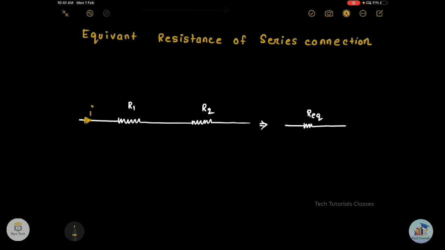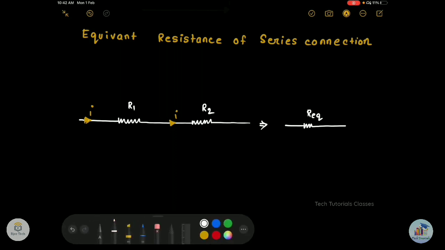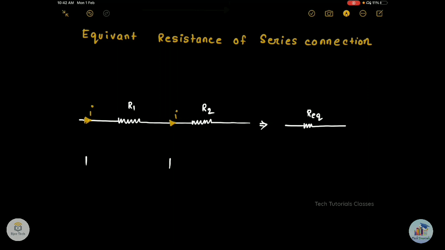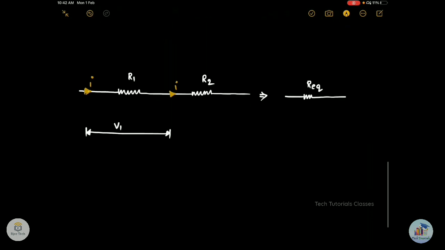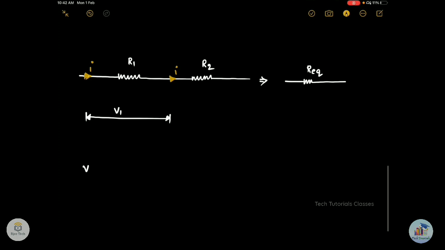Okay, so suppose this current I is flowing. Obviously we have learned that the same current I will be flowing through this circuit element, R2, also, right? So for R1, suppose the potential drop for R1 be V1. How can you calculate the potential drop V1? By Ohm's law, we know that V equals IR. So V1 would be equal to I into which resistance the current is flowing through? R1. So V1 equals I R1.